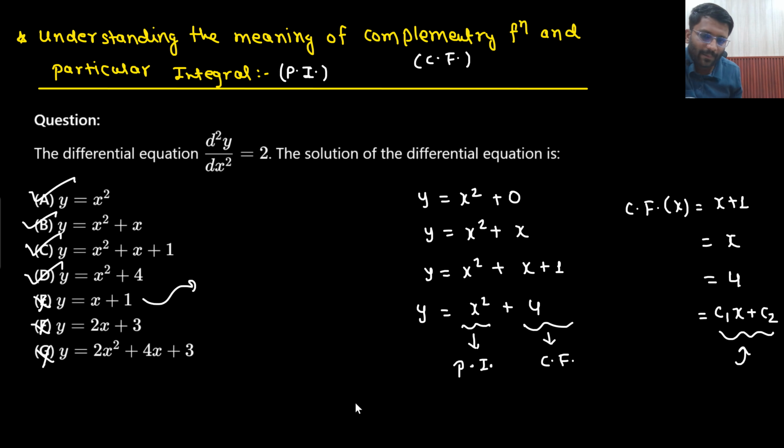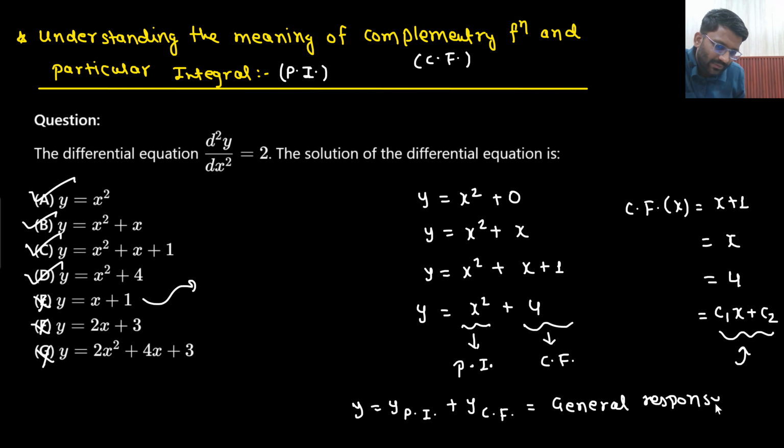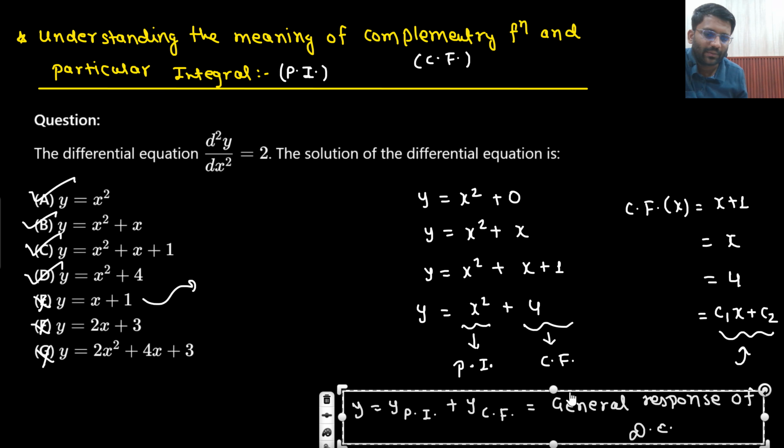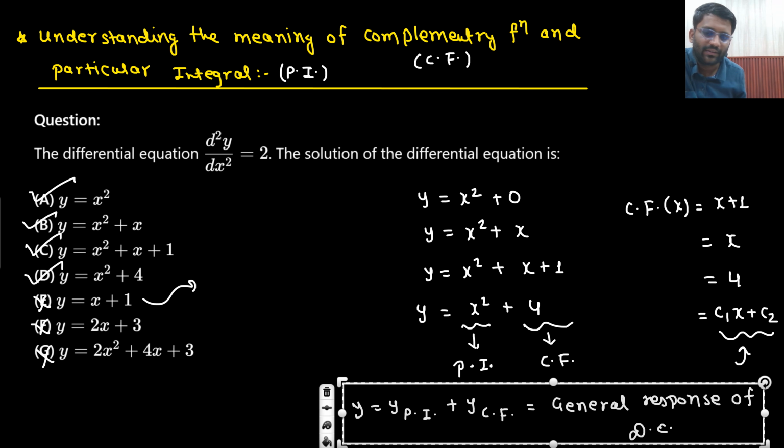So y equals y_PI plus y_CF. This is known as the general response of a differential equation. You will understand everything I am saying. Have some patience. Now, sir, whatever CF I am taking, what is your complementary function? Sir, the complementary function is coming out to be C1x plus C2.